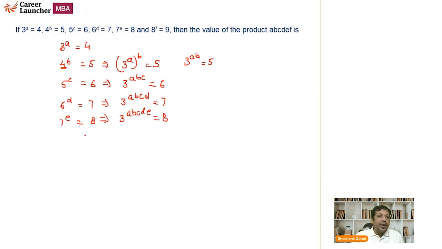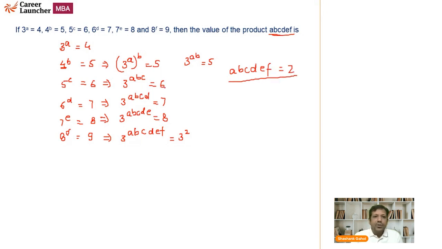And 8 power f is equal to 9. So that comes out to be 3 power abcdef is equal to 9. And 9 is actually 3 square. So the product of a, b, c, d, e, f is equal to 2. So I can directly say that abcdef is equal to 2.